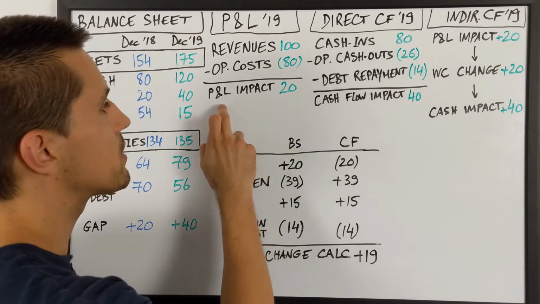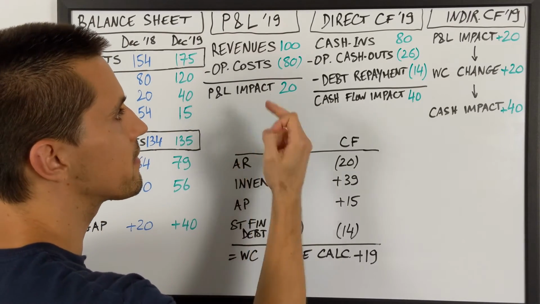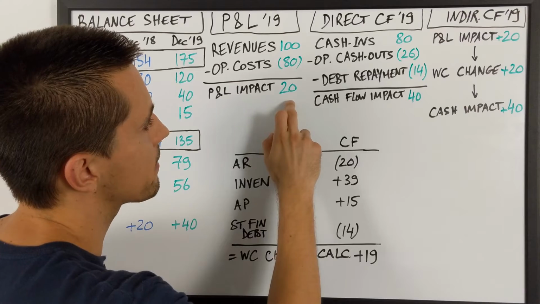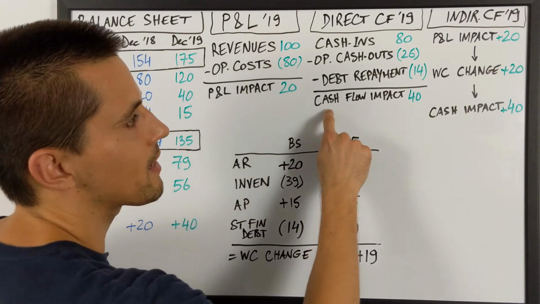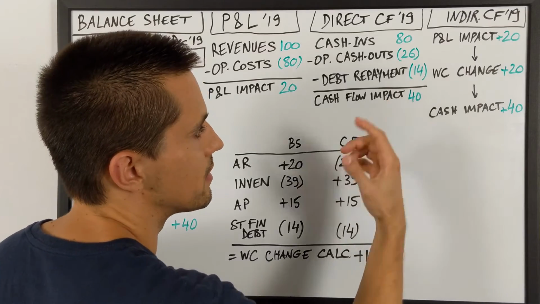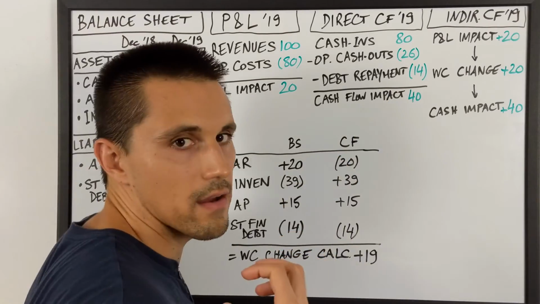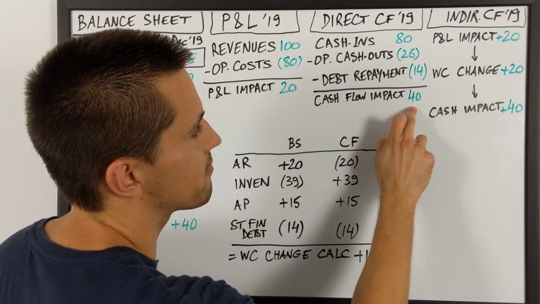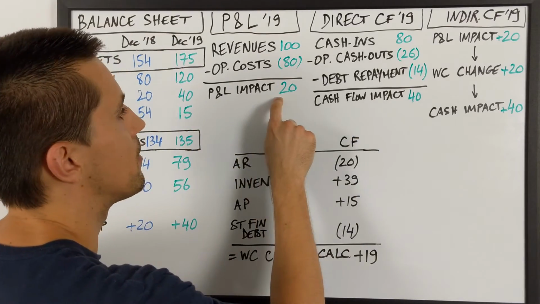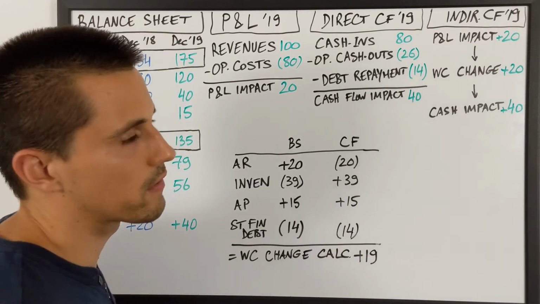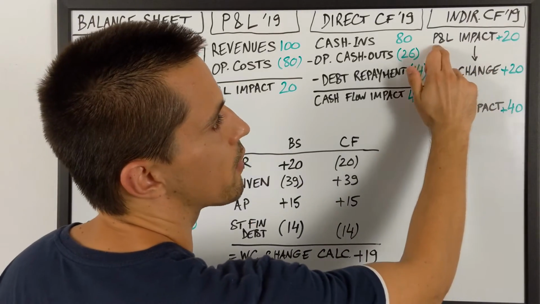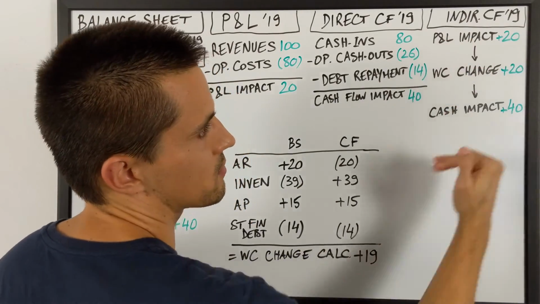So to sum up, when we look at our P&L impact in this example, my P&L impact in 2019 is 20, but my cash flow impact is 40. So why was it possible to have more cash than result? Well, that's what you're gonna find out in the indirect cash flow, where you are always going from a P&L metric to a cash flow metric.